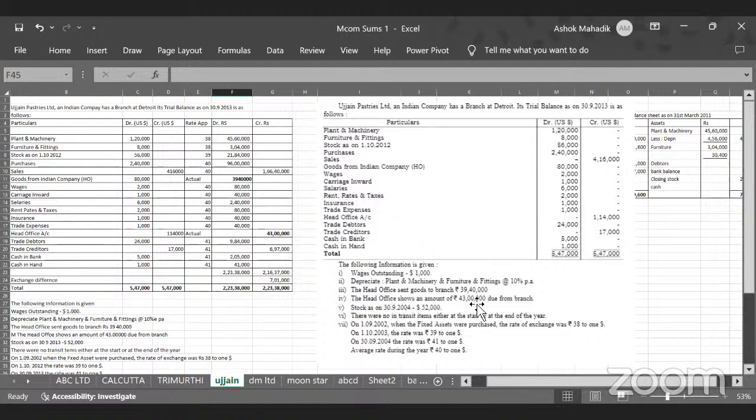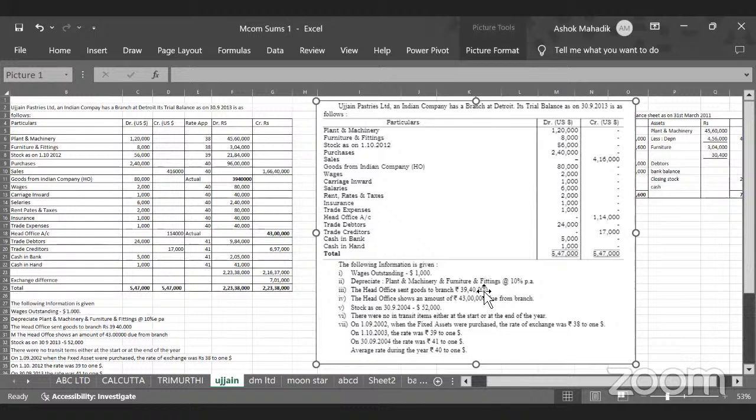Head office sends goods to branch 39,40,000. This is in rupees. We want to convert in rupees, right? So there must be one item, goods sent to branch, which must be in dollars. So against that, you will write this figure. Goods sent to branch 3940. Clear? The HO shows an amount of 43 lakhs due from branch.